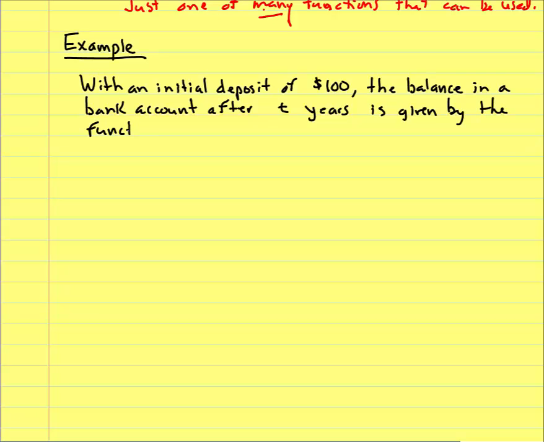So that could be a half a year, it could be 5 years. F of t equals 100, that takes into account my initial investment, 1.08 to the t. Okay, so under these circumstances, this is the equation that models that behavior. Well, I want to know the answer to a couple of questions here. What are the units of the rate of change of f of t?